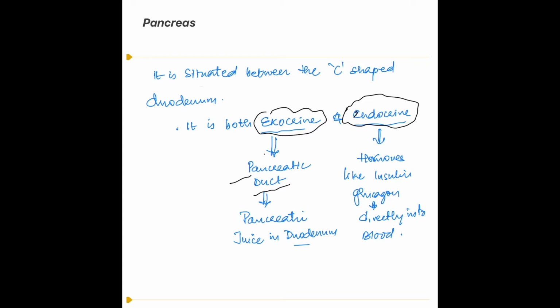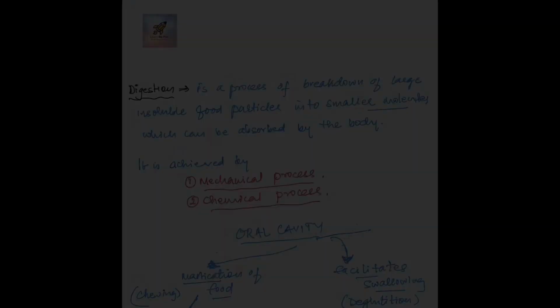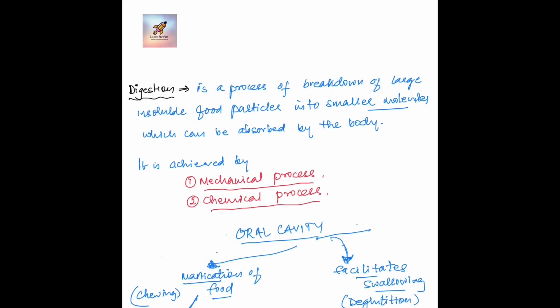Pancreas secretes pancreatic juice in the duodenum by the pancreatic duct, and there are certain cells of pancreas which secrete hormones like insulin, glucagon directly in the bloodstream. Hence, pancreas has both exocrine and endocrine part. Let's move on to digestion of food.